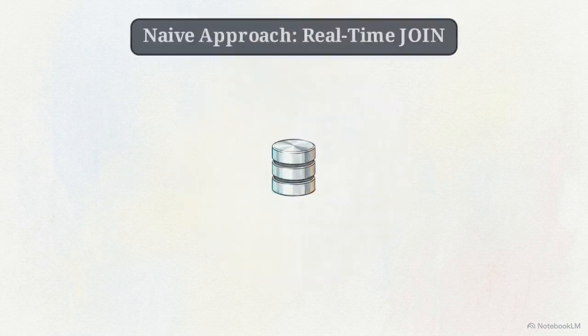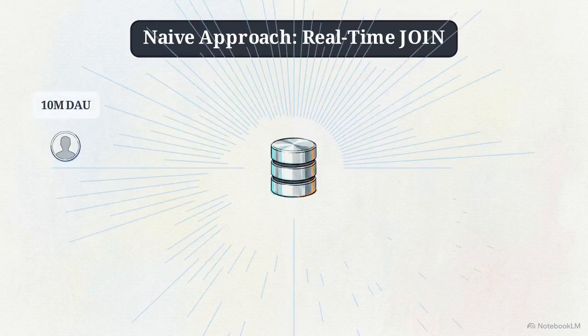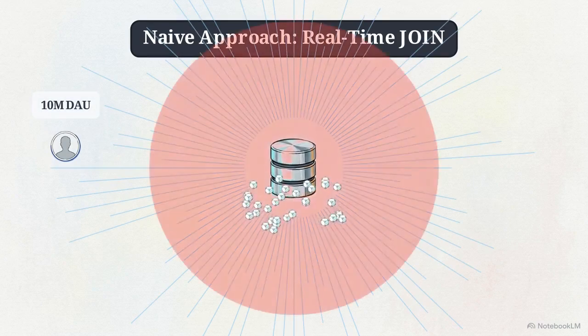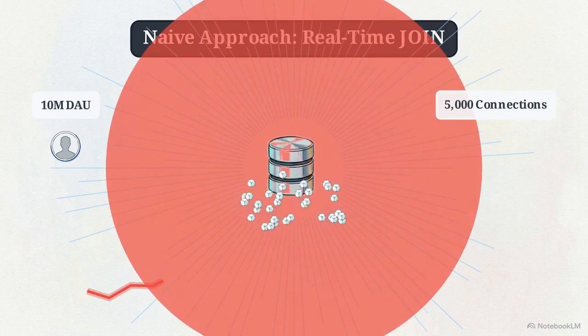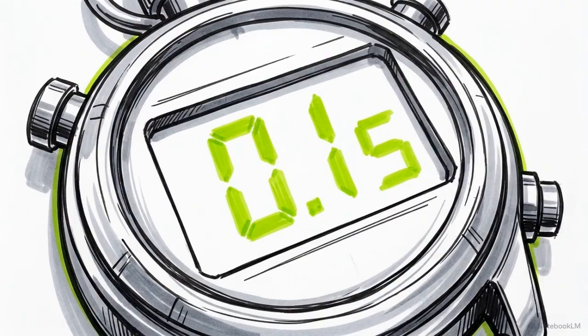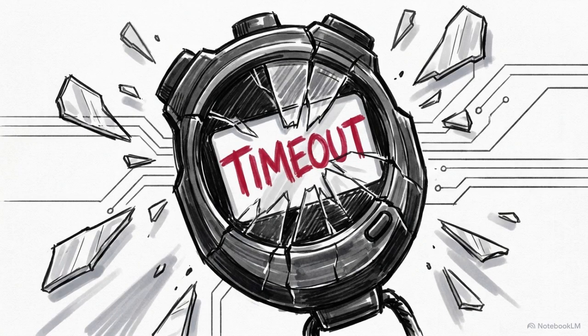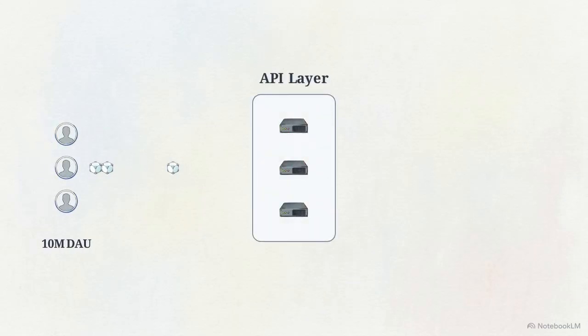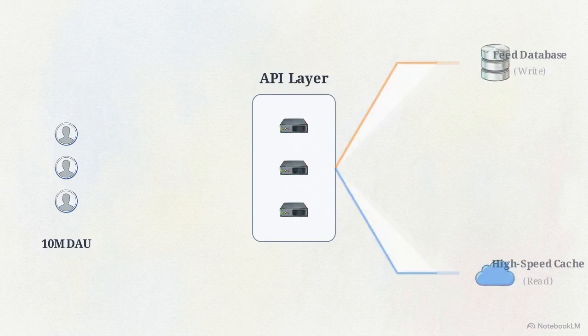A naive approach would rely on a real-time SQL join query. Every time a user opens the app, the database would have to perform complex sorting and filtering across 5,000 different connections simultaneously. However, feed retrieval must maintain sub-second latency. Performing real-time computation at a 10 million user scale makes that latency target impossible to hit. To survive this level of traffic, the architecture must move away from real-time generation in favor of extensive pre-computation.